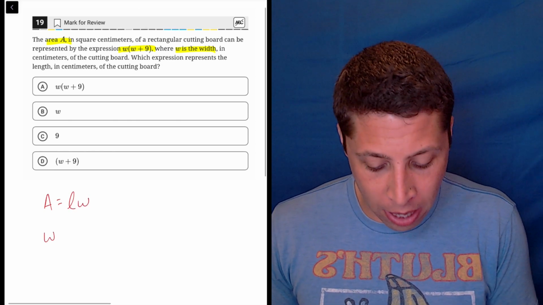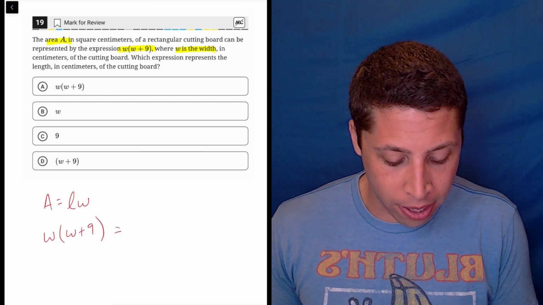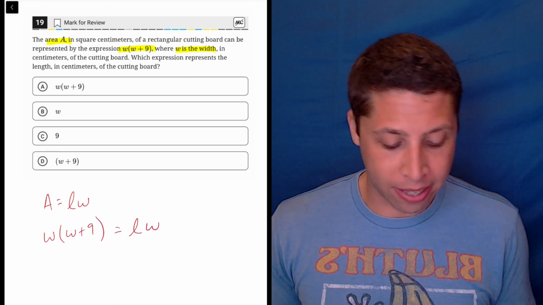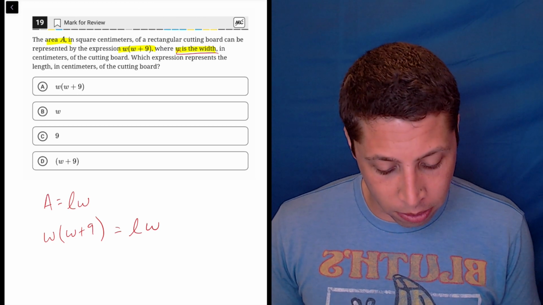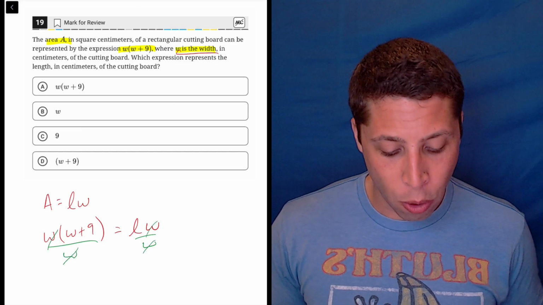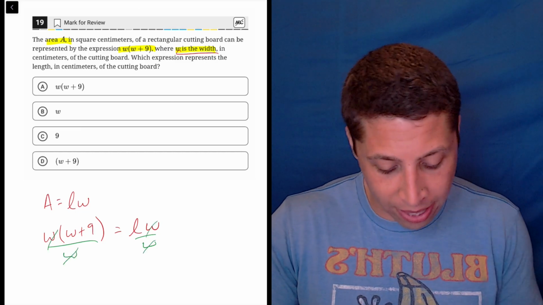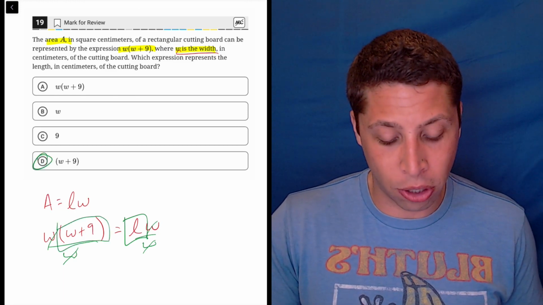So if W times W plus 9 is the area, and that equals the length times the width, because they do just say that W is the width, then we can just say, okay, let's divide both sides by W. The W's go away. Or maybe you don't even need to do that to see that the length has to be this other piece. So D is the answer here.